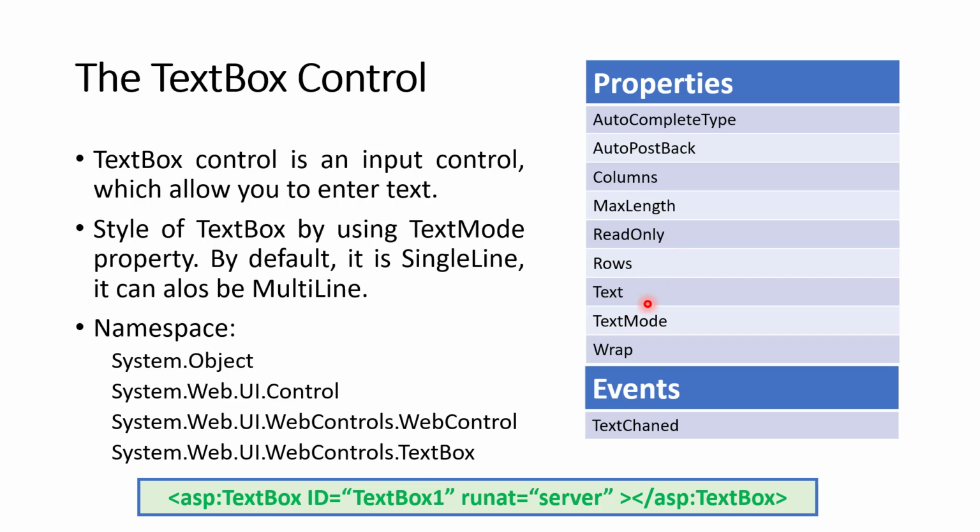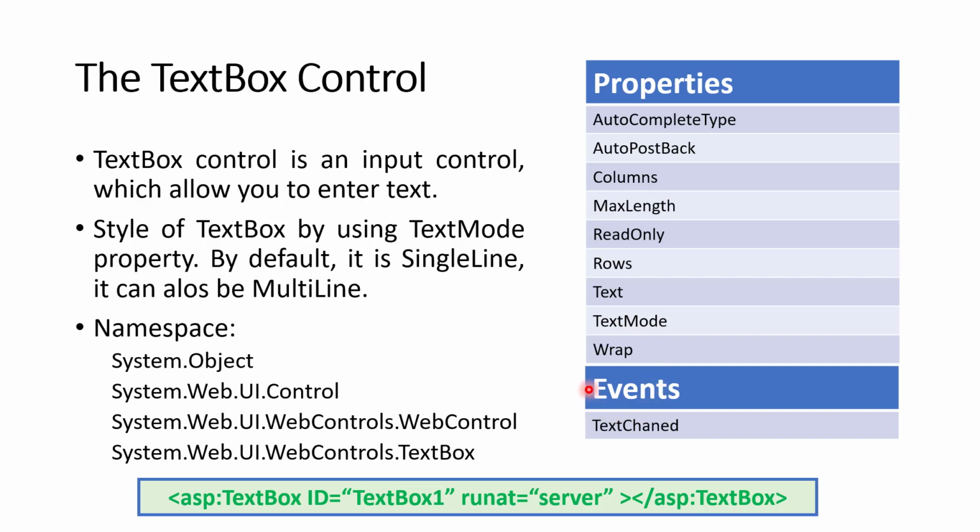Next is Text. It is used to set or obtain the text of the text box control. Next is TextMode, which we already discussed. It is used to set or obtain the behavior mode. Behavior mode can be single line, multi-line, or password. Next is Wrap. It is used to set or obtain a value indicating whether or not the text wraps within a multi-line text box.